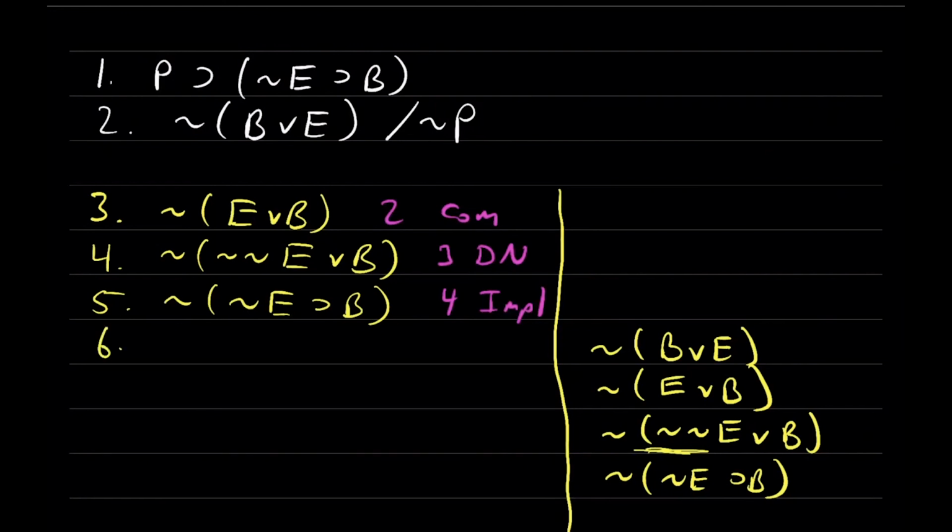Okay, so now we have the negation of that consequent of the conditional in line 1, so we can do modus tollens and get the negation of the antecedent, which is just not P. And that's going to follow from line 1 and line 5 by modus tollens, and we're done. Fairly short proof.